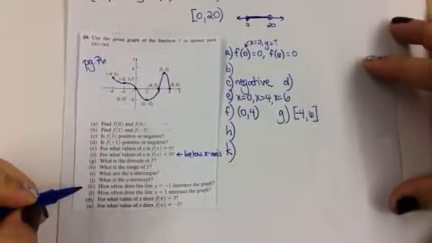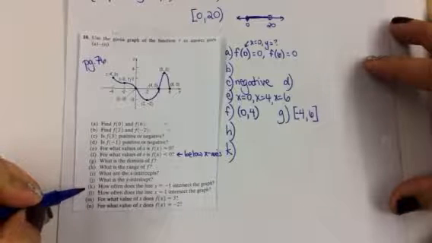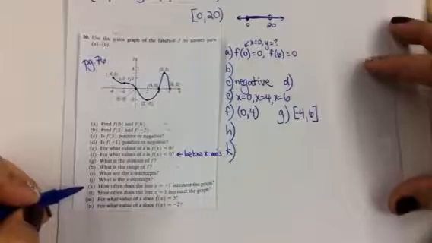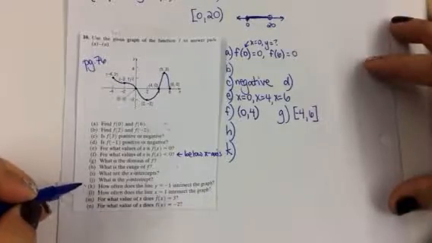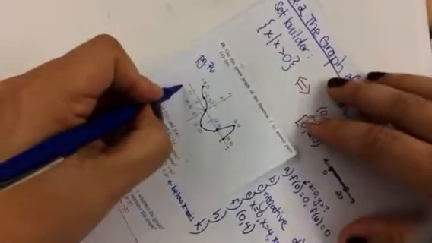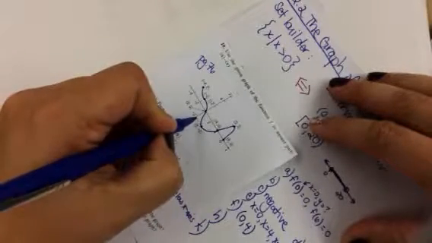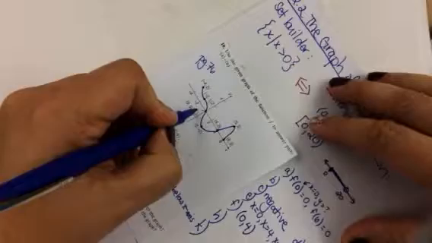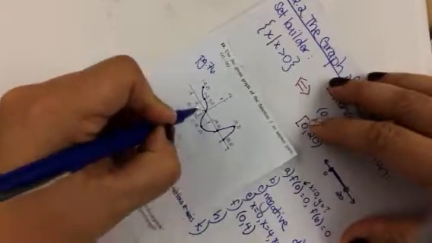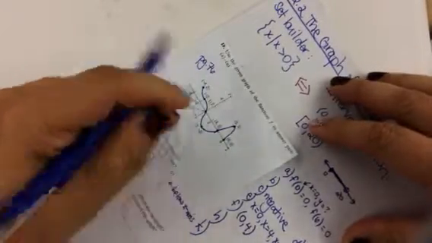How often does the line y equals -1 intersect the graph? So first question, y equals -1, is it horizontal or vertical? Okay, so y equals -1 is going to be this line right in here, y equals -1, because that's -2 right there. So how many times is my pen tip crossing the graph? It's crossing twice.